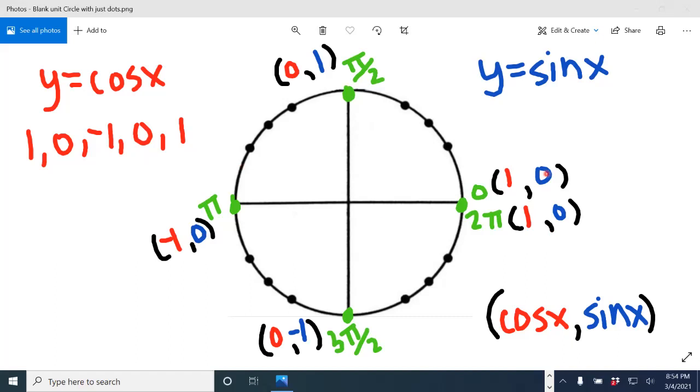And now I'm going to do the same with the sine, but I'm going around looking at the blue, the second coordinate, the y coordinate. So that's going to be 0, 1, 0, -1, 0. So let me write that here: 0, 1, 0, -1, 0.